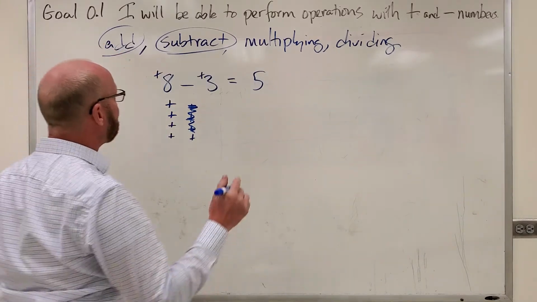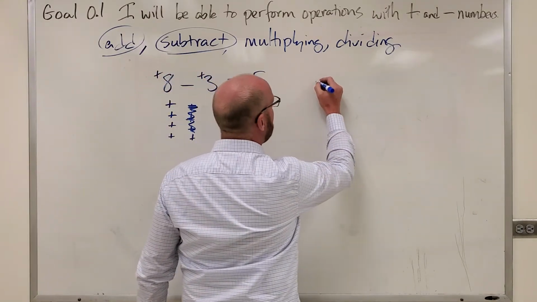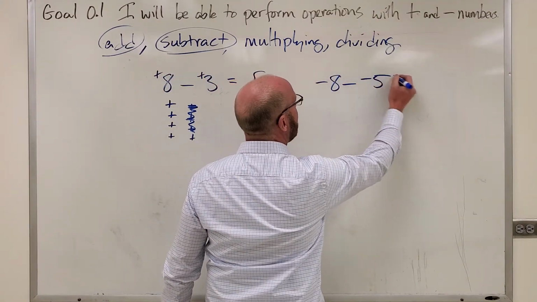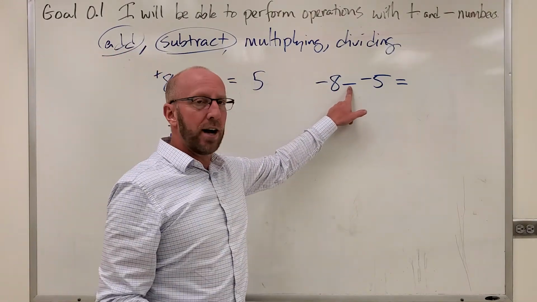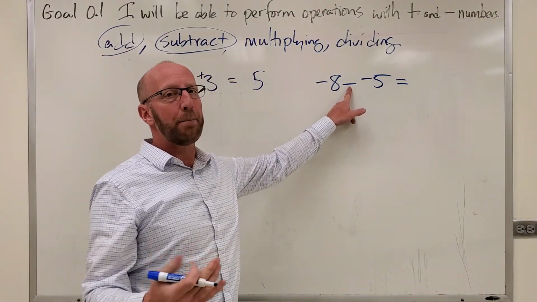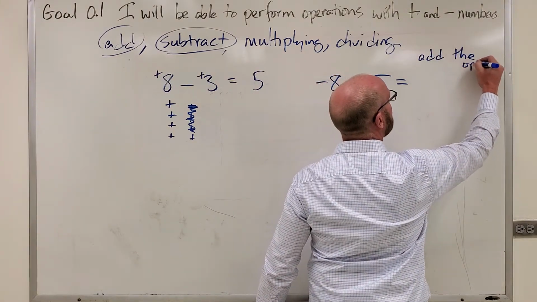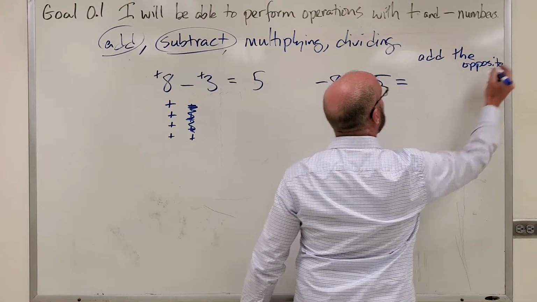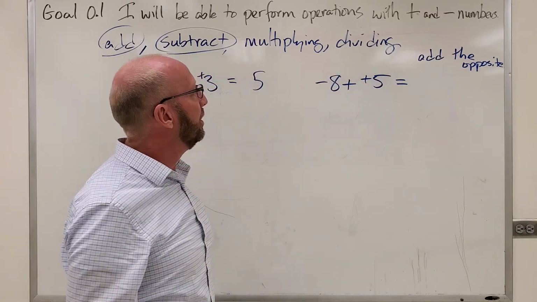So that's easy. But what if, let's do some negatives. If I have negative 8 minus negative 5. Now, anytime I have a subtraction, I add the opposite. So the rule is to add the opposite. So I'm going to add the opposite of that number.